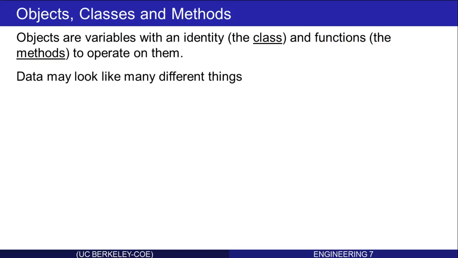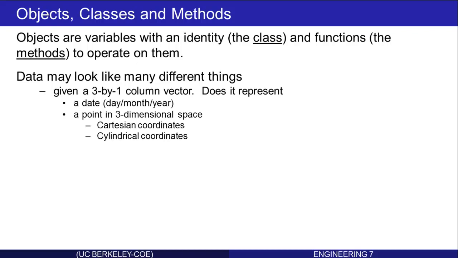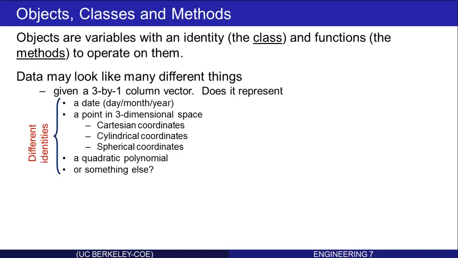To motivate this, let's think about data and how it appears and how that influences what we think it represents. Take a 3x1 column vector. Does it represent a date or a point in three-dimensional space, perhaps specified in Cartesian coordinates or cylindrical coordinates or spherical coordinates? Or is it a quadratic polynomial? Or maybe something else? Those are several different identities that could be associated with a 3x1 column vector.